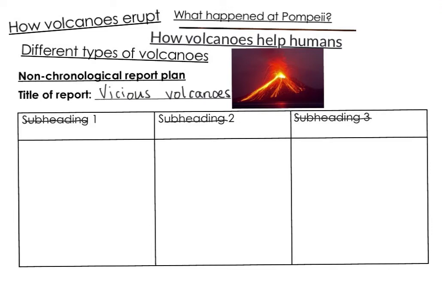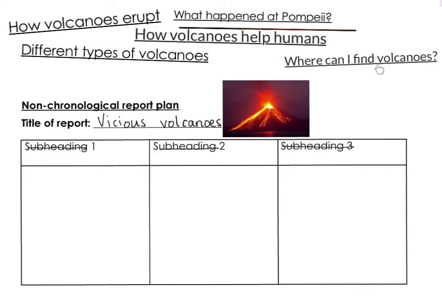Or you could do where can I find volcanoes, and then maybe you could talk about the Ring of Fire and the fact that the tallest volcano is Ojos del Salado in Argentina. Or you might want to do something like volcanic eruptions and then just talk about explosive eruptions, effusive eruptions. Year 3, you choose whatever subheading you would like. So whatever has interested you the most about volcanoes, just write about that, because that's how you're going to get the best piece of writing.